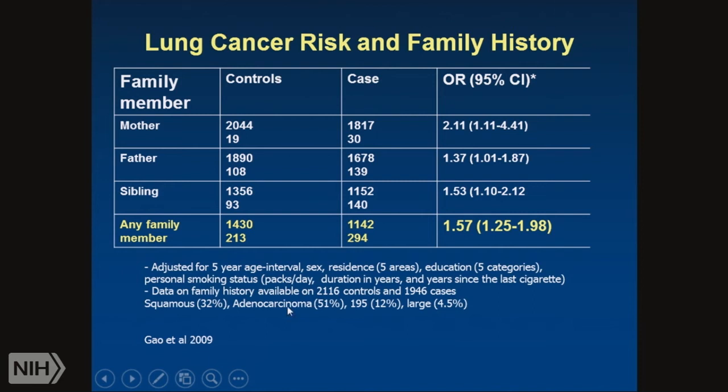Virtually every tumor has a genetic component, and this is shown by one example in lung cancer, but every study, when you look carefully at family history, tends to show excess risk associated with family members with cancer. And here's an example of 1.57, or about a 60% increased risk if you have a first-degree relative with cancer after adjusting for every other risk factor.